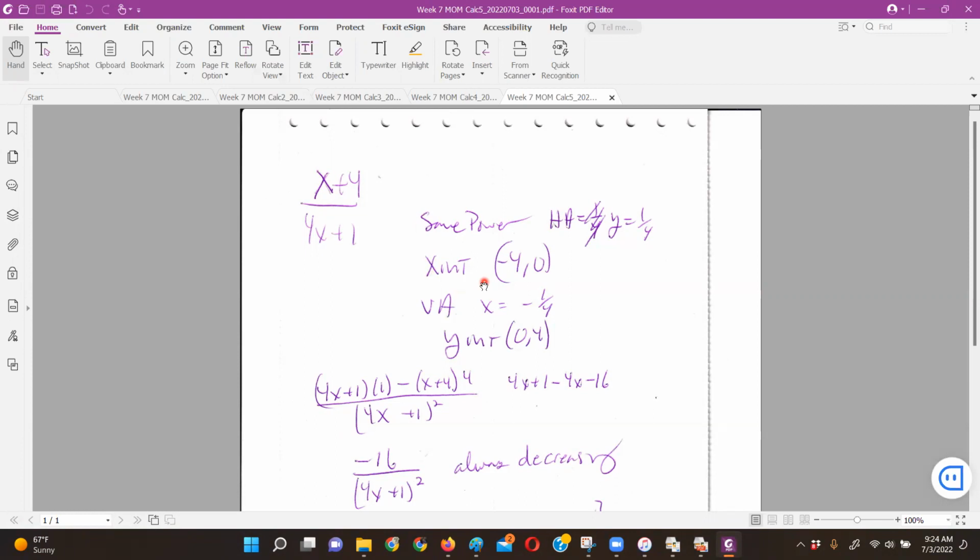And the x-intercept is where the numerator is equal to 0, so that happens at -4. The vertical asymptote happens where the denominator is equal to 0, so that's going to be -1/4. And then the y-intercept, x equals 0, so that gives me 4. So I knew those points, and I could have done a lot of it with that.